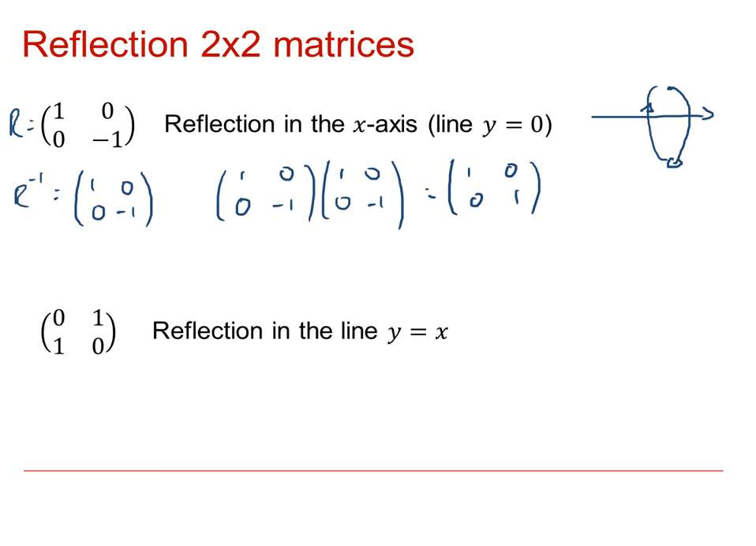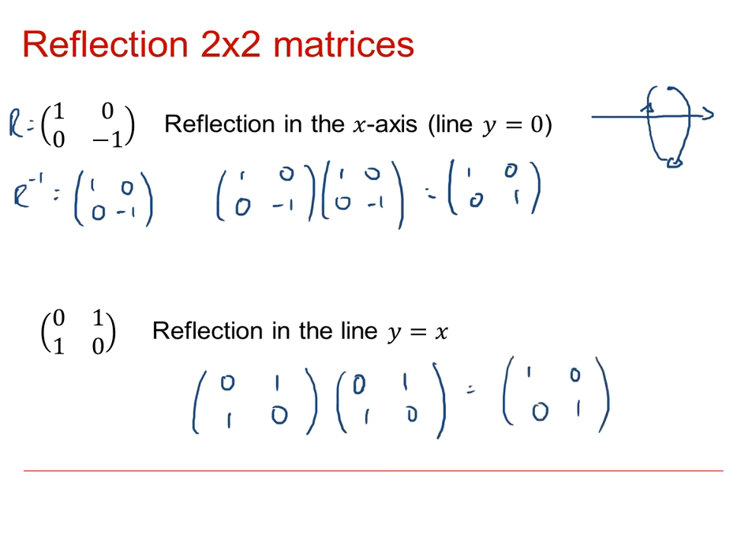Likewise, if we consider reflection in the line y equals x, then again we would expect that to be its own inverse. If you look at the matrix (0, 1; 1, 0) multiplied by (0, 1; 1, 0), again that is equal to (1, 0; 0, 1), the identity matrix. So yes, reflection in the line y equals x is self-inverse.